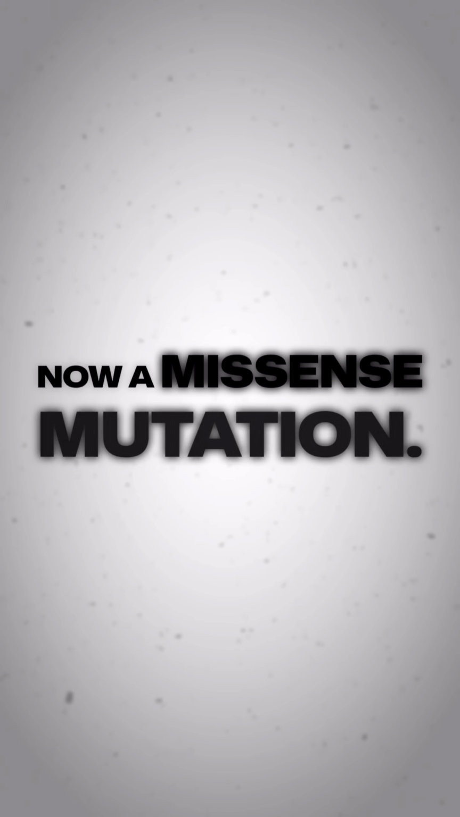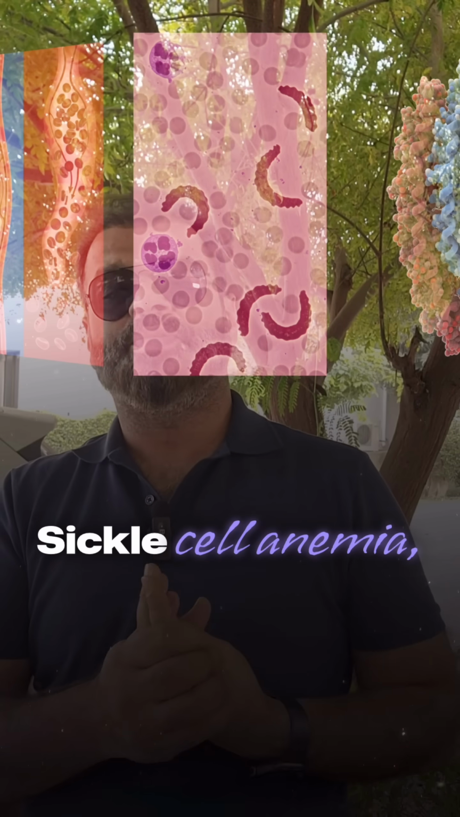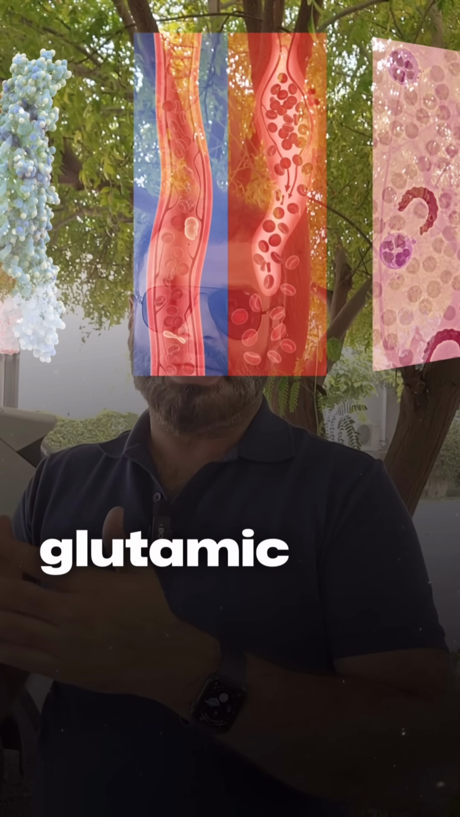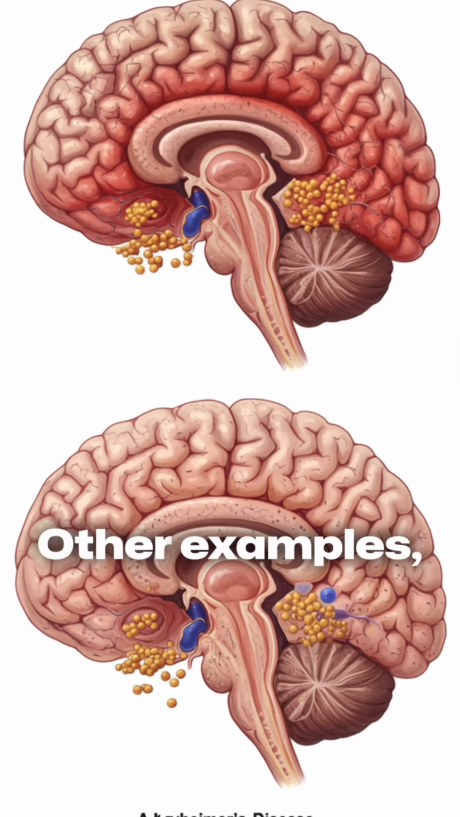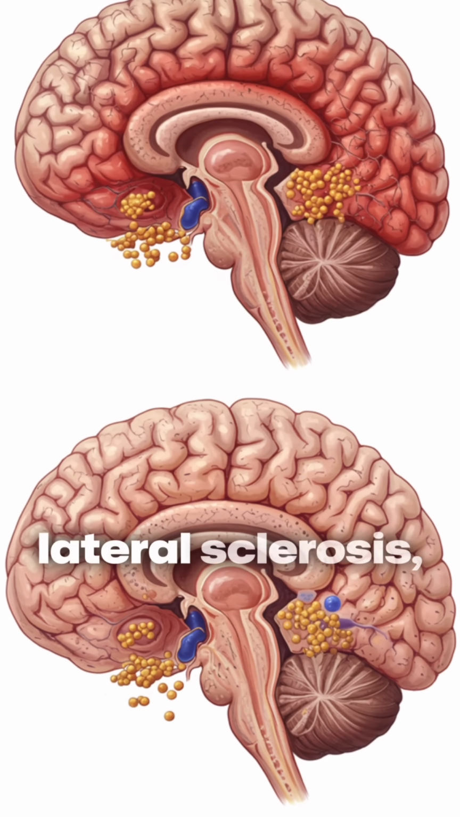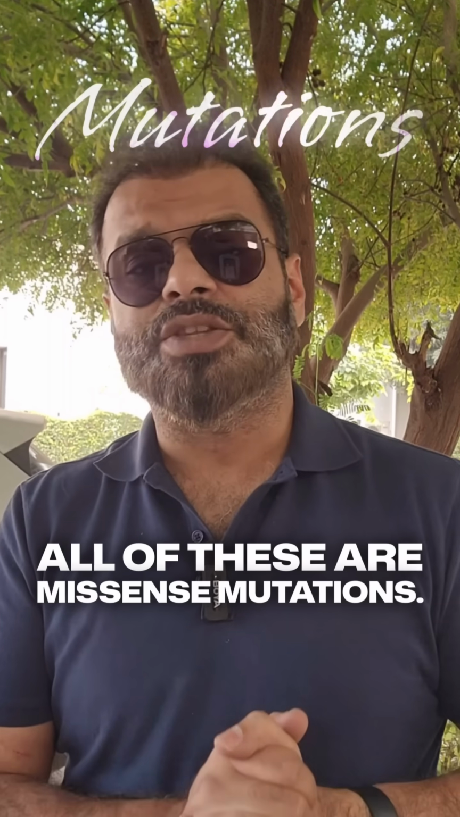Now, a missense mutation: if the mutated codon codes for a different amino acid. Sickle cell anemia: GAG codes for glutamic acid, mutated into GTG, which codes for valine. Other examples: Alzheimer's disease, amyotrophic lateral sclerosis, HbC disease, HbD disease, HbE disease. All of these are missense mutations.